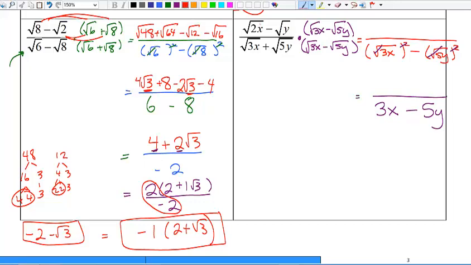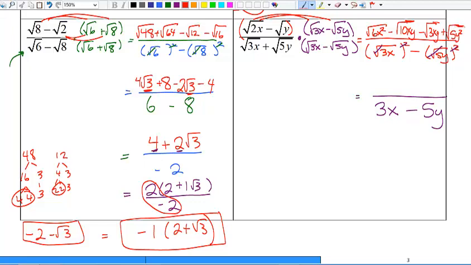So to finish this problem, I need to go back to the numerator and distribute, which is going to get me the square root of 6x squared. Notice I can't use any shortcuts because this is not a conjugate, so I have to do it the long way. Minus the square root of 10xy, minus the square root of 3xy, plus, a negative times a negative is a positive, the square root of 5y squared.